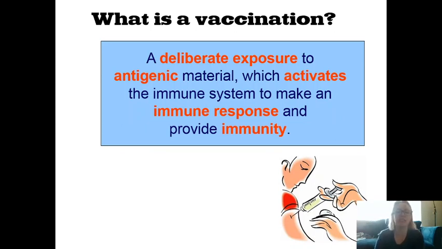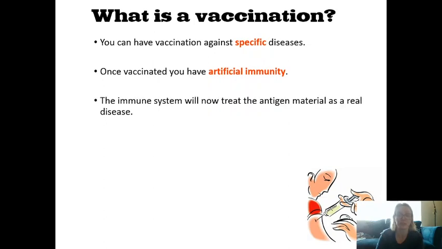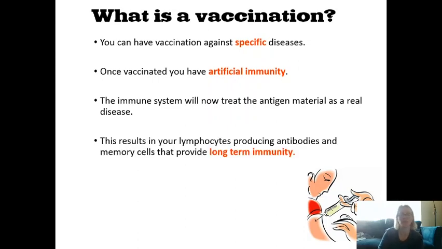So vaccination is a deliberate exposure to antigenic material which activates the immune system to make an immune response and provide immunity. So you have to have a vaccination for a specific disease, and it will only protect you against that one particular disease for which you've been exposed to the antigen. It creates artificial immunity, but it is active immunity because your immune system is triggered by it. So your immune system will now treat the antigen as if it is a real disease, and it will create those memory cells, so it's going to provide long-term immunity.